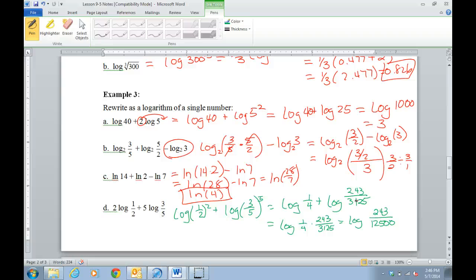Can you explain that again? Okay, so this first part, if you have 2 times something, that 2, once again, is going to be the power of that, right? The 5 will be the power of this one. So over here, once I do that, it's 1/2 to the second power is 1/4. 3/5 to the 5th power is 243 over 3125. Now I have this plus in between it, so that means I'm going to multiply those two together. 1/4 times this. So that's the same as saying log of 243 over 12,500. So if I have it as decimal, is that okay?